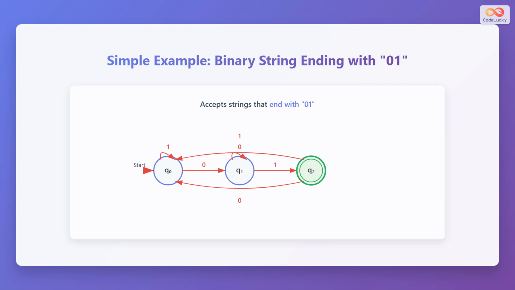Here we have three states, Q0, Q1, and Q2. Q0 is the start state, indicated by the arrow labeled start. Q2 is the final state, indicated by the double circle. From the start state Q0, on seeing a 1, the machine remains in the same state. On seeing a 0, the machine transitions to state Q1. From state Q1, on reading a 1, the machine transitions to state Q2, which is the final state. On reading a 0, the machine remains in the same state. From state Q2, on reading a 0 or 1, the machine transitions back to state Q0.